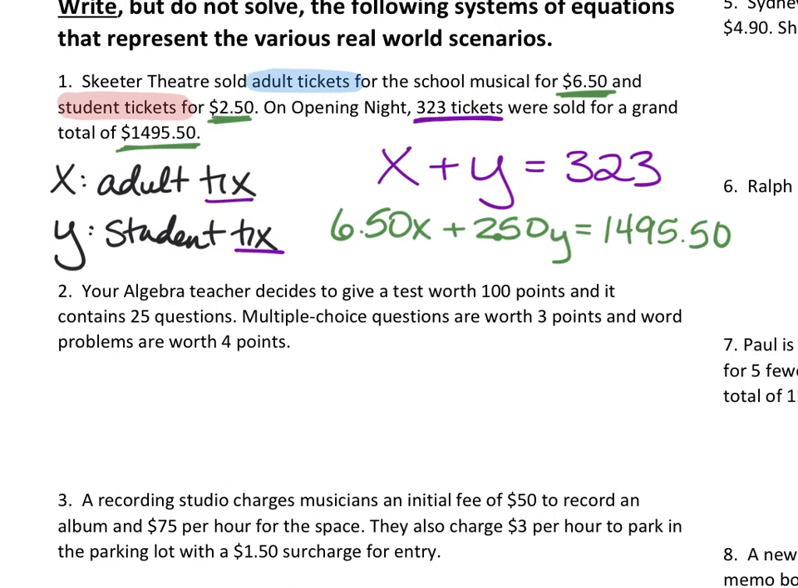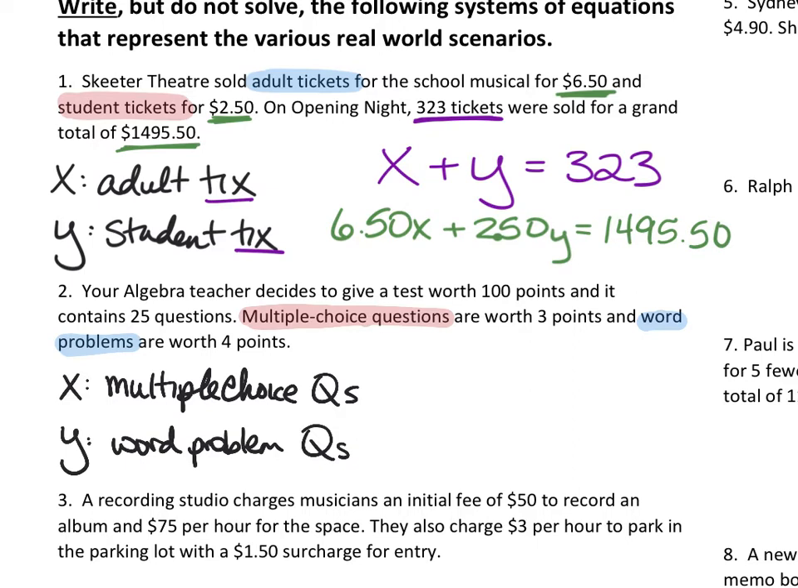It's now your turn. Number 2 says your algebra teacher decides to give a test worth 100 points and it contains 25 questions. Multiple choice questions are worth 3 points and word problems are worth 4 points. If multiple choice questions are your X and word problems are your Y, please give it a shot. Write down the equations that organize this information.